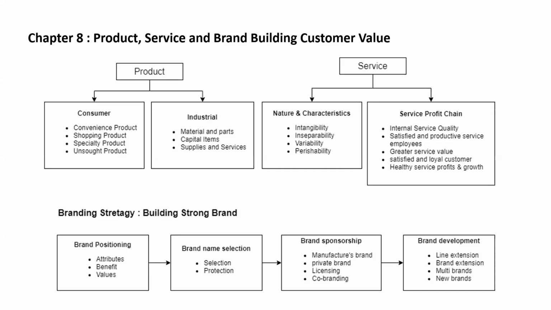Then the branding strategy. When we build a strong brand, we have to define the brand positioning with the attributes, benefits, and value of our brand. For the branding selection, we have to select the name, then we have to protect the brand image and name. Then we have sponsorship for the brand: manufacturer brand or private brand, licensing, co-branding, and so on. So this one is for the sponsorship of the brand.